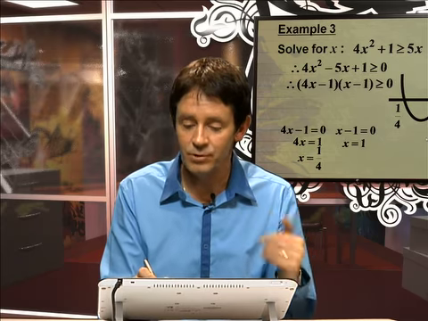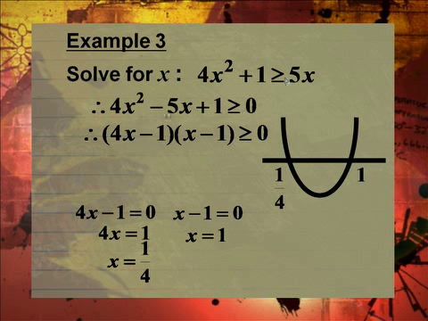Now the rest is pretty straightforward. Bring everything across and make sure that you've got a naught on the right side. Then you put the two brackets equal to naught, and you get your x-intercepts. So 4x minus 1 is naught, so 4x is 1, x is 1 over 4, and x minus 1 is naught, so x is 1. Make sure everything is to the left, and we're glad that our little parabola is happy.